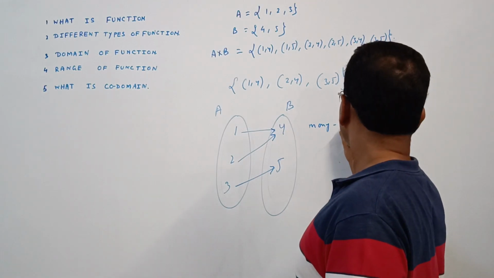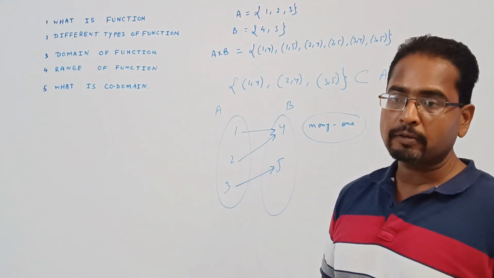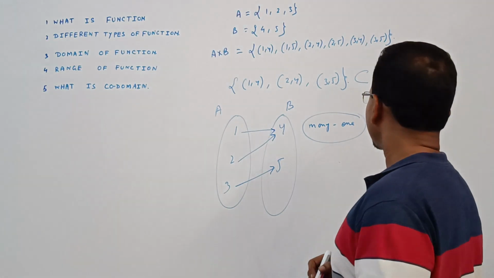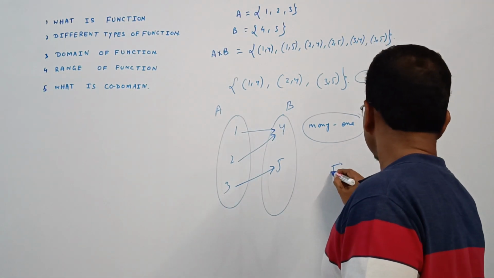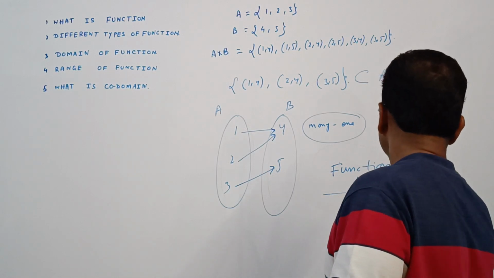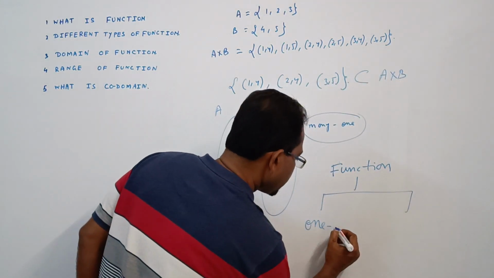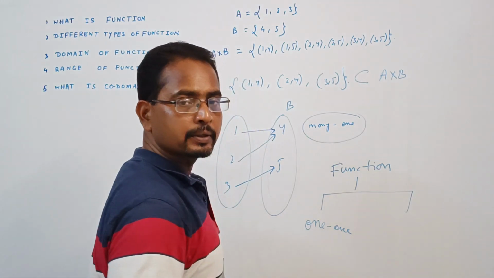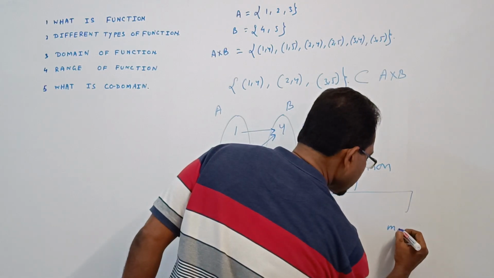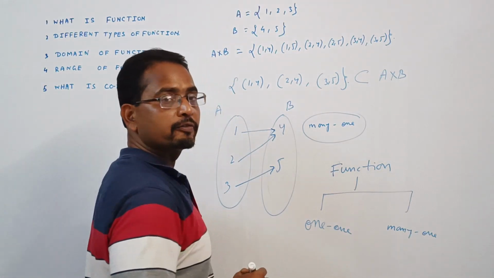Many to one relation. If the relation is many to one, then it is also a function. So a function can be of two types of relations. If the relation is 1 to 1, then it is a function. If the relation is many to 1, then that relation is also a function.